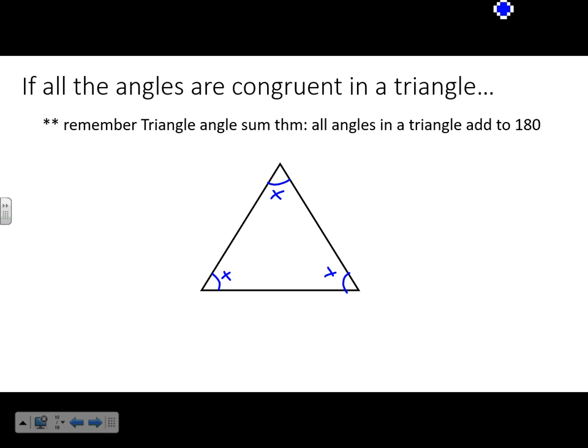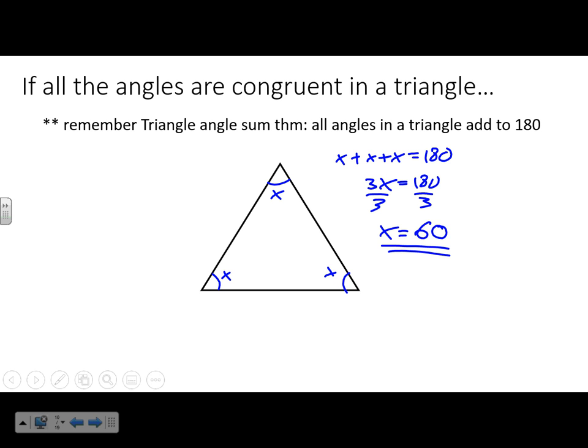Which means, if we remember the triangle angle sum theorem that we were just doing, we have x plus x plus x is equal to 180. So that's 3x is equal to 180, divide by 3, x is equal to 60. So what I'm trying to tell you with this is, yes, all the angles in an equilateral triangle are congruent. But not only are they congruent, they're always going to be 60. You can never have an equilateral triangle where the angles are not 60 degrees.